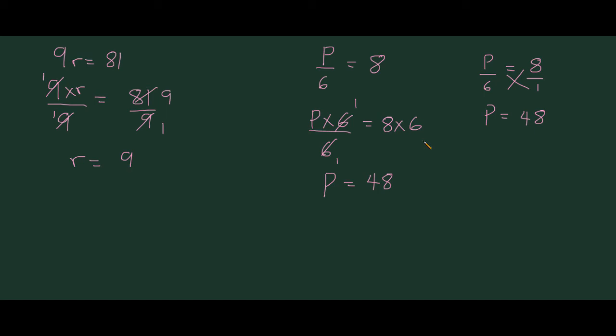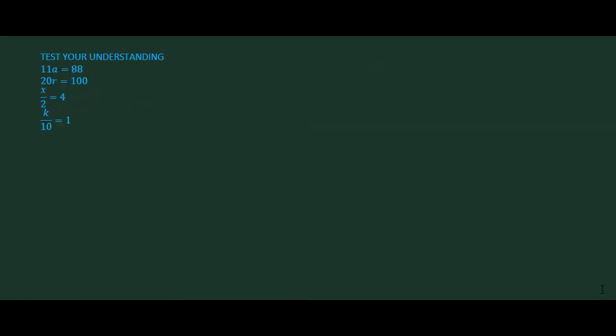To test our understanding of these simple questions on open sentences involving multiplication and division, we have these questions. 11a is equal to 88, and 20r is equal to 100, x over 2 is equal to 4, and k over 10 is equal to 1. So these are the questions, and we can scroll down to see our answers below.